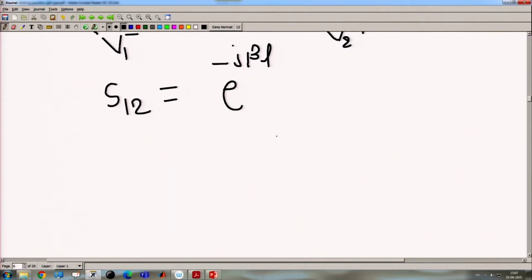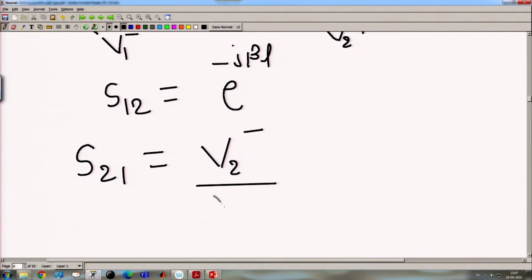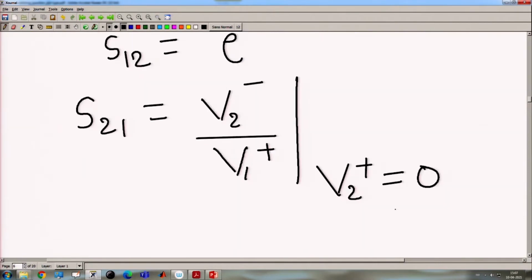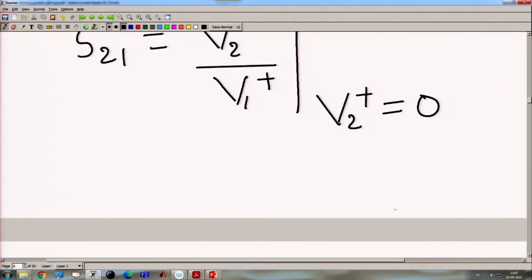Similarly, S21 equals V2 minus divided by V1 plus when V2 plus equals 0. V2 plus equal to 0 means port 2 is terminated with a matched load. In this case, for V2 minus, waves are leaving from port 2 and entering at port 1, like this.